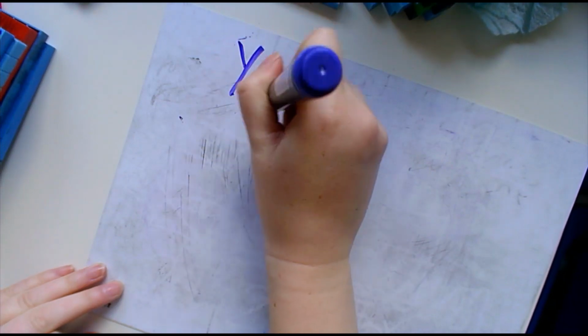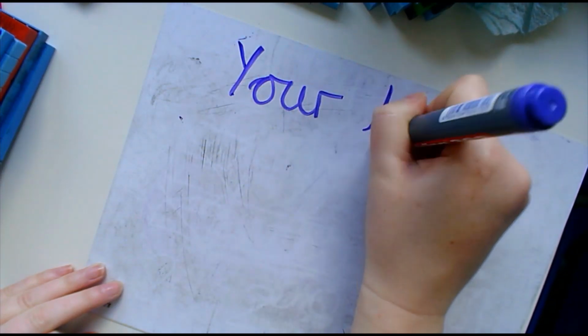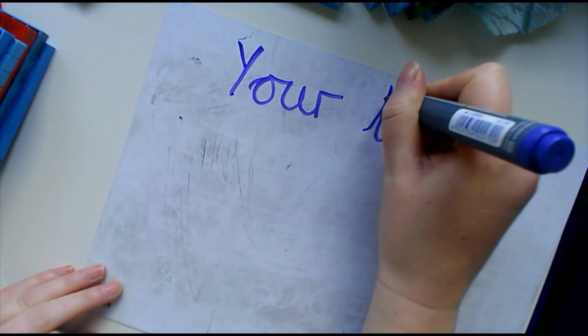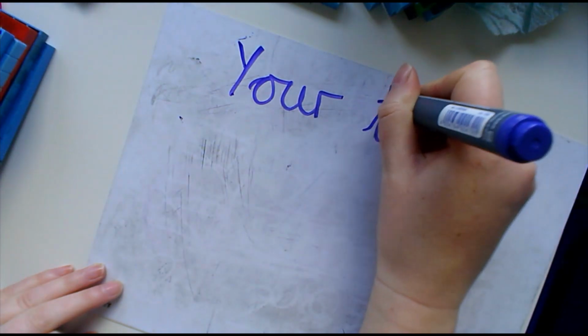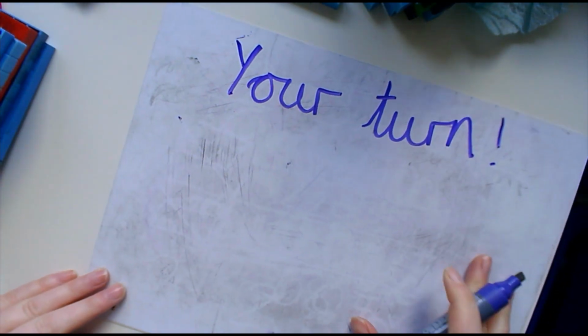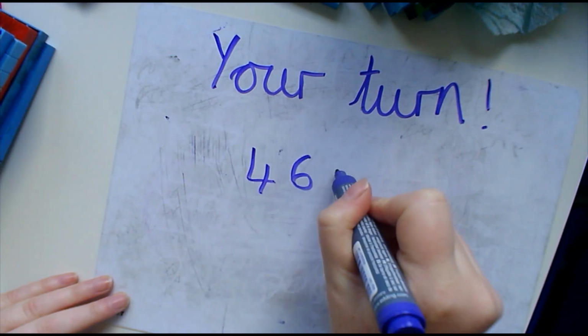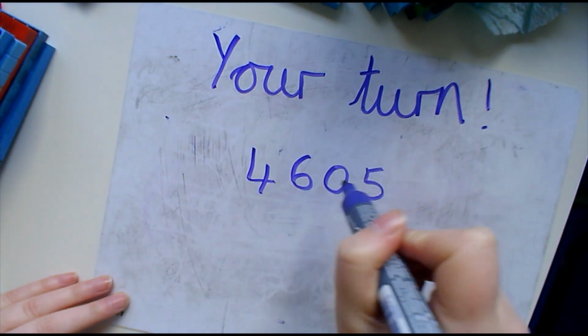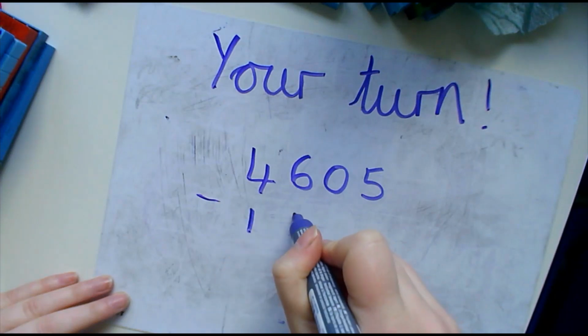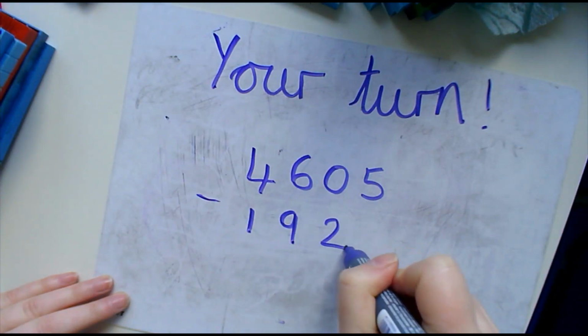So now it's your turn to have a go. Remember, you can pause the video to give you a chance to do your workings out, and then turn it back on to check your answer with mine. So the first question is 4,605 subtract 1,921.